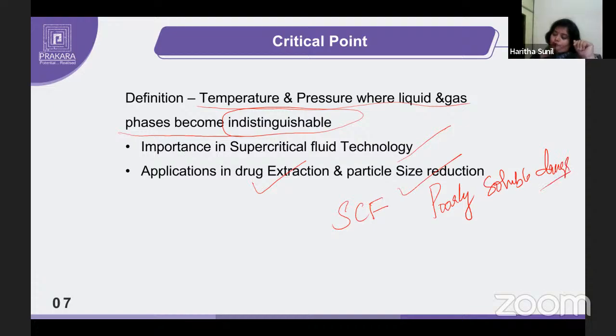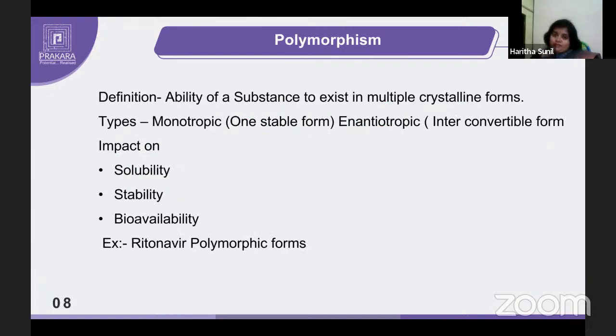So for these types of poorly soluble drugs, we will be using supercritical fluid technology in order to make them into micrometers or nanometers, because the supercritical fluid is going to dissolve the drug under high pressure, and rapid decompression causes the precipitation of the fine particles, right? So this is how the critical point is applied in both supercritical fluid technology as well as drug extraction and the particle size reduction. And then moving forward, another property that we have is polymorphism.